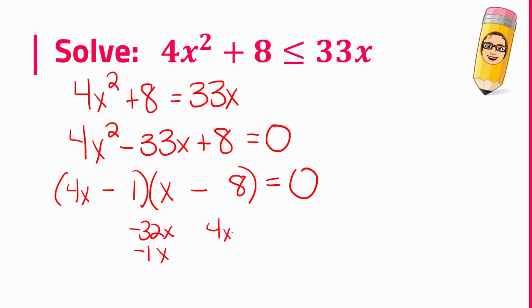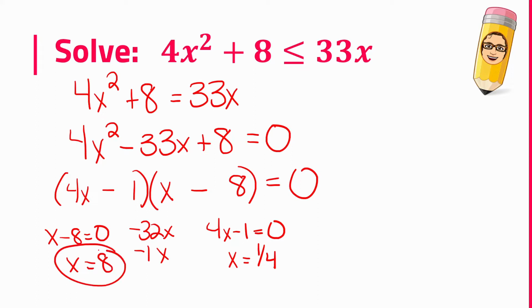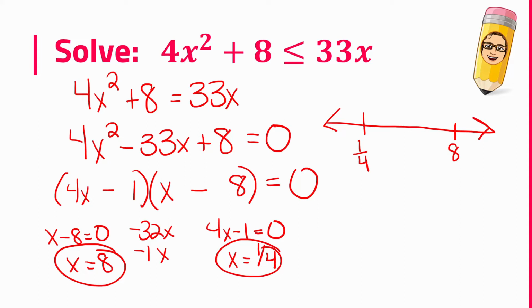Now, I need to solve those. So I'm going to set 4x minus 1 equal to 0. Do a little quick math in my head, and I get 1/4, correct? Because you add 1 and divide by 4. If I set x minus 8 equal to 0, I'll get x equals 8. So these are my two border points that I need to place on my number line, since this is ultimately an inequality. So I'm going to set 1/4 and 8 on this number line.